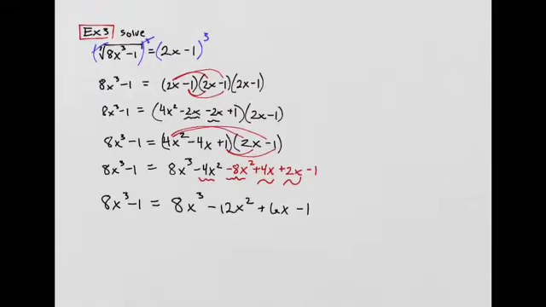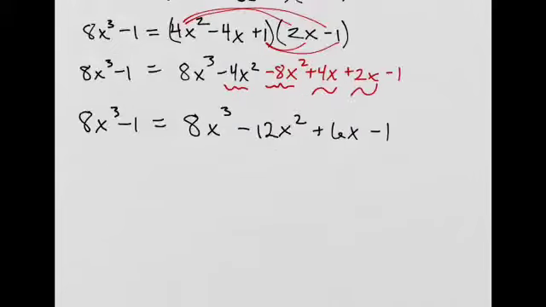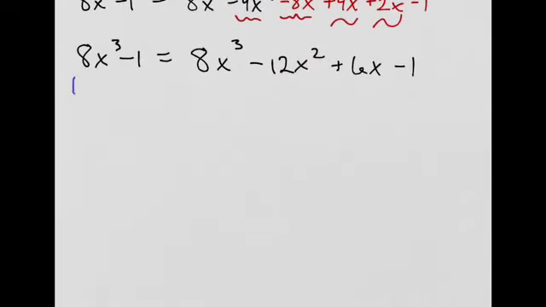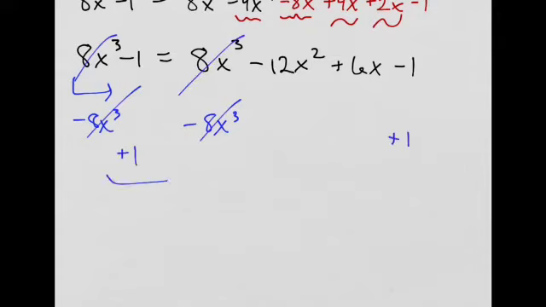Now you're thinking, great, what do I do now? Try to get everything to one side. I think it would be easiest to move this over by subtracting 8x cubed. And that goes away. Oh, sweet! And then plus 1, I'd add that all the way over here. But that also goes away, and I get 0 equals negative 12x squared plus 6x.